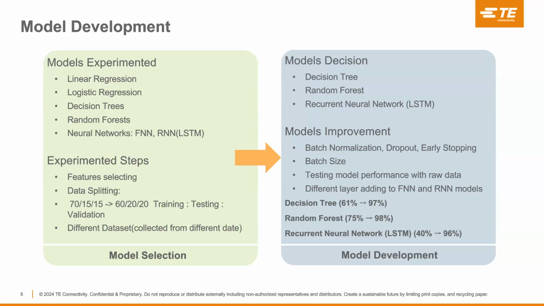In these models, we have tried model improvement. In the beginning, we got 61% for decision tree, and then with a technique, we adjusted the max step, and then we got 97% for the same technique. We did the same to random forest and RNN, and the model improved to 98% for random forest and 96% for RNN. Next slide, please.